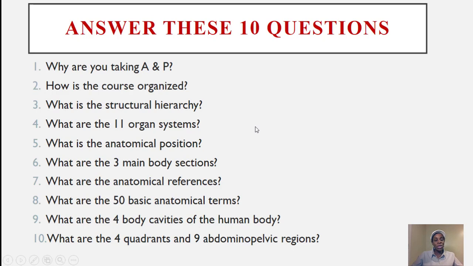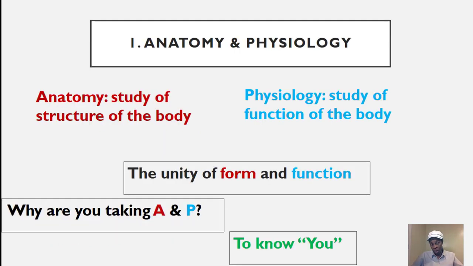I want you to understand the structural hierarchy of the human body, know the 11 organ systems, know what is anatomical position, the three main body sections, the anatomical references, and in this video, I want to teach you the 50 basic anatomical terms you need to know before the first day of class. The 4 body cavities, the 4 quadrants, and the 9 abdominopelvic regions.